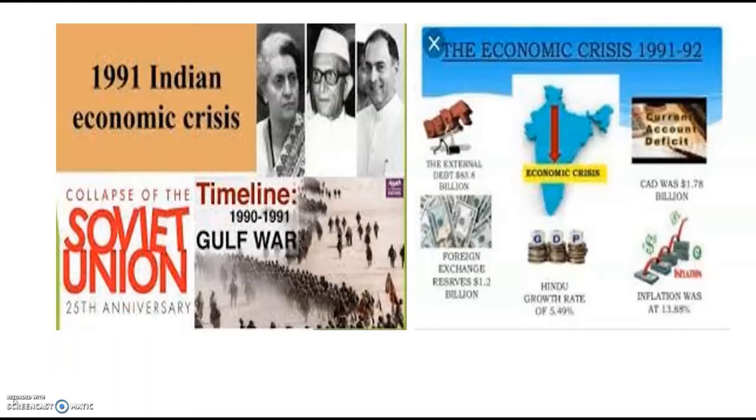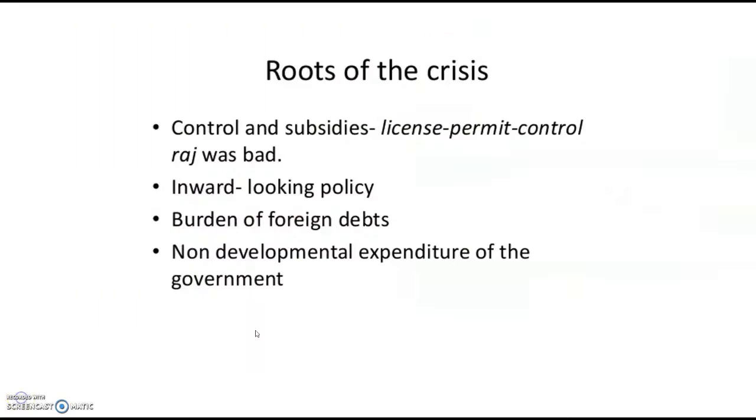World Bank and IMF imposed conditionalities on loans. So in short, these are the root of the crisis. Control and subsidies, license, permit control, Raj was very bad. And inward looking policies of the government and the burden of foreign debts, non-developmental expenditure of the government. All these are the root causes for this crisis.